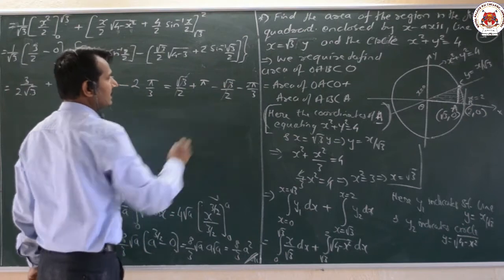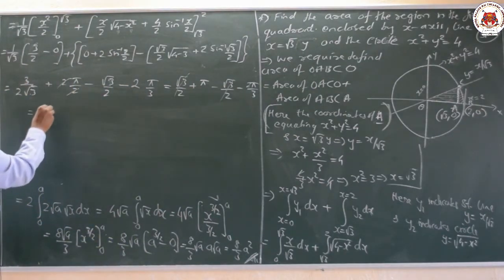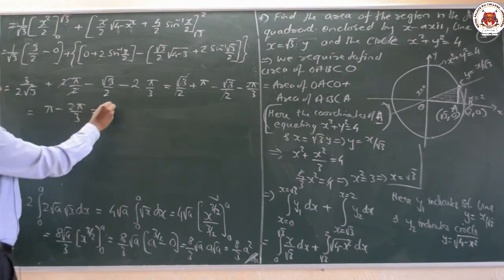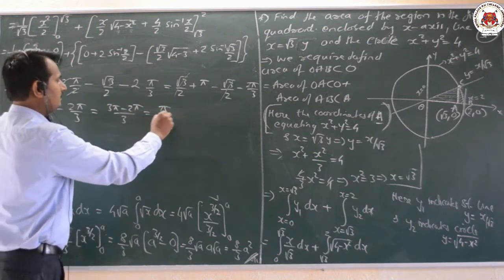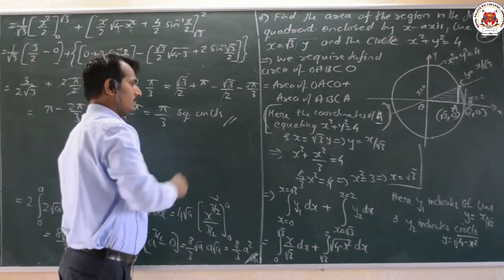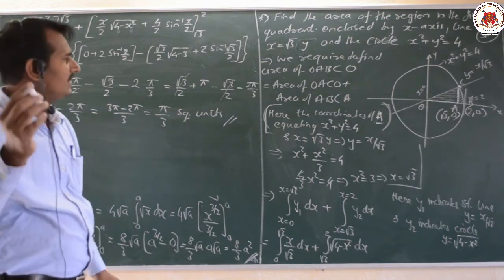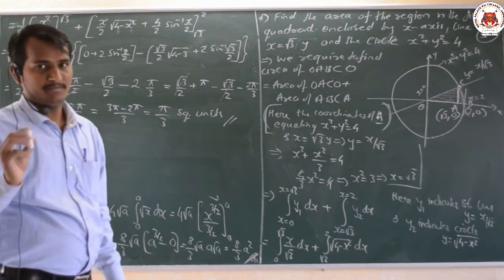Here these two terms get eliminated, and let us observe the remaining part, that is pi minus 2 pi by 3, that is 3 pi minus 2 pi by 3, which is nothing but pi by 3 square units. Okay dear students, that is pi by 3 square units. It is a very, very simple example that you are asked in your question paper for 5 marks.